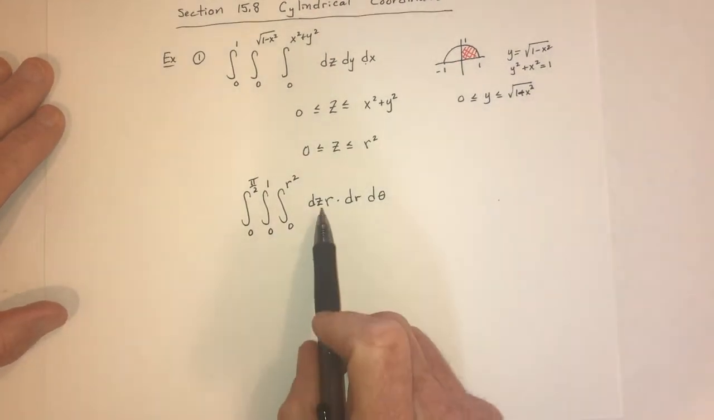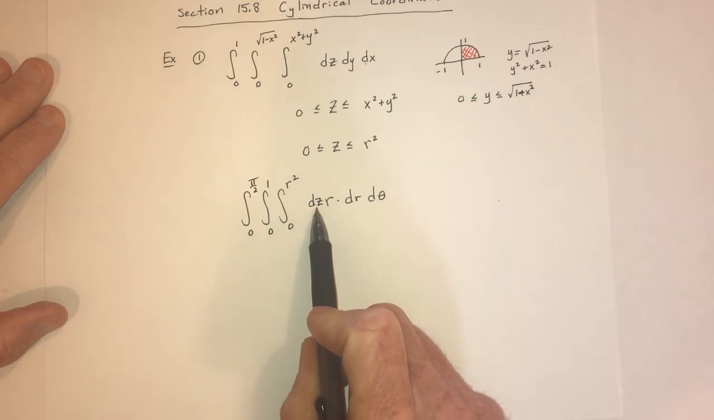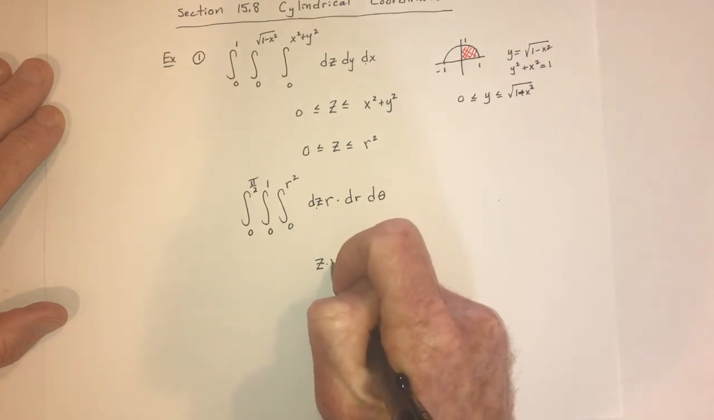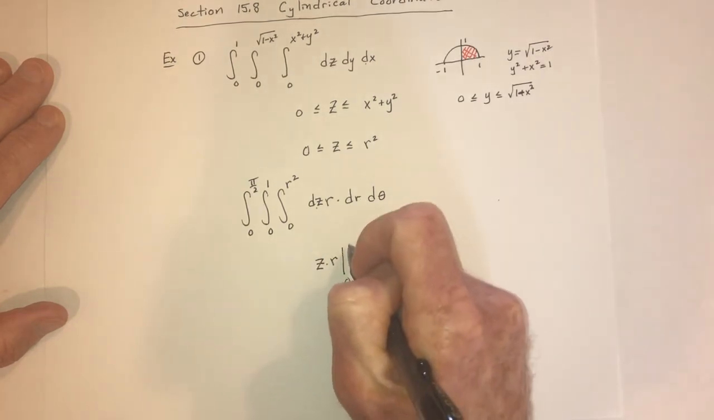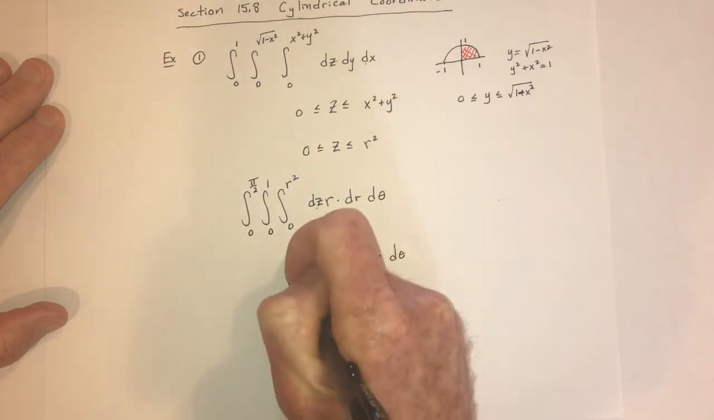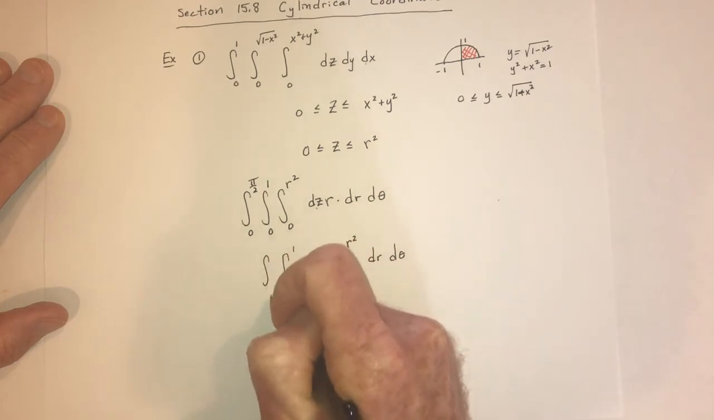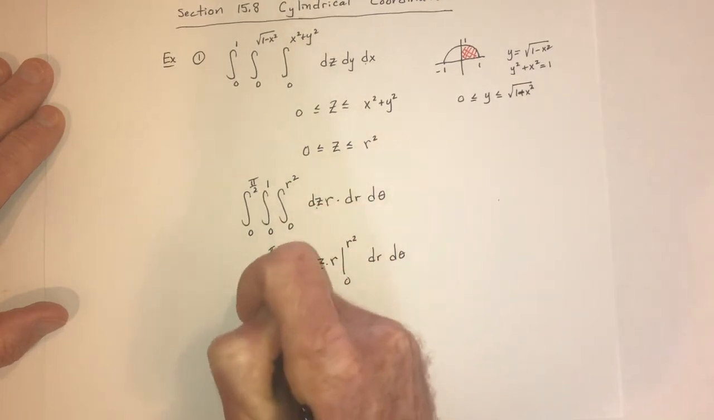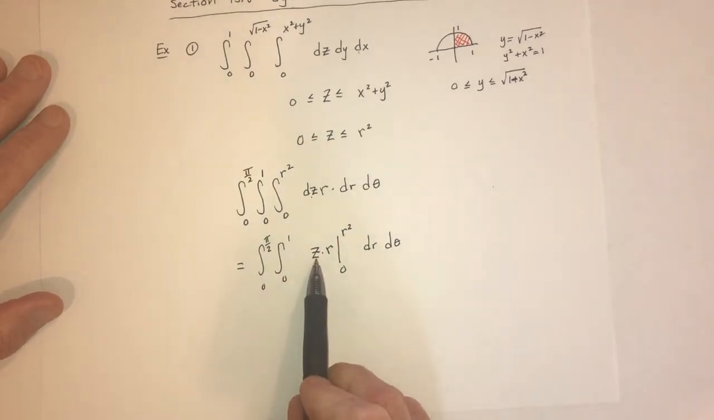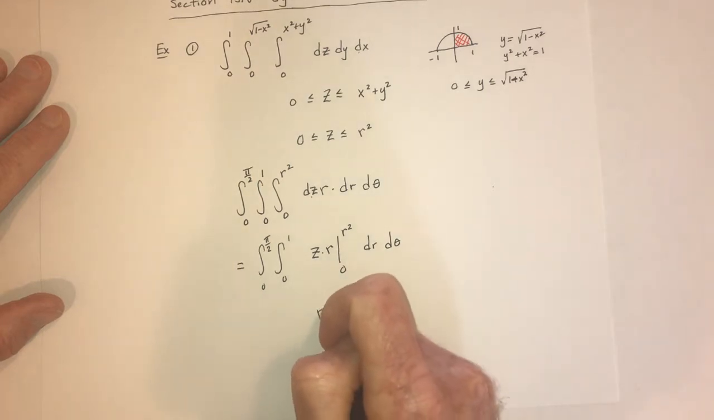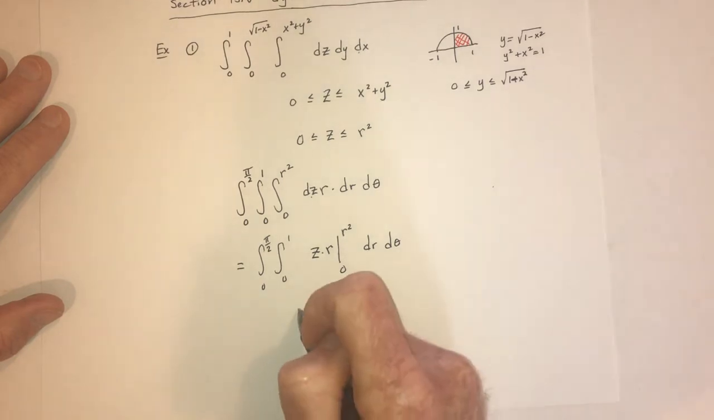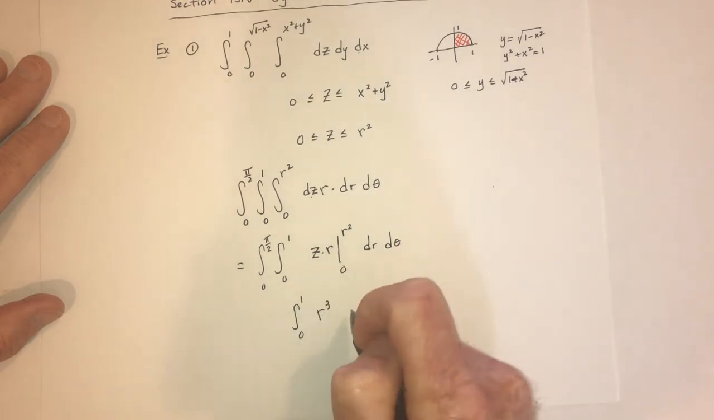And now actually integrate. So the antiderivative of dz is going to be z, and the r will just stay there as a constant. And then z gets evaluated from 0 to r squared. So substituting r squared in for z, that's going to be r cubed. And when you substitute a 0, that's 0. So now integrate r cubed from 0 to 1.